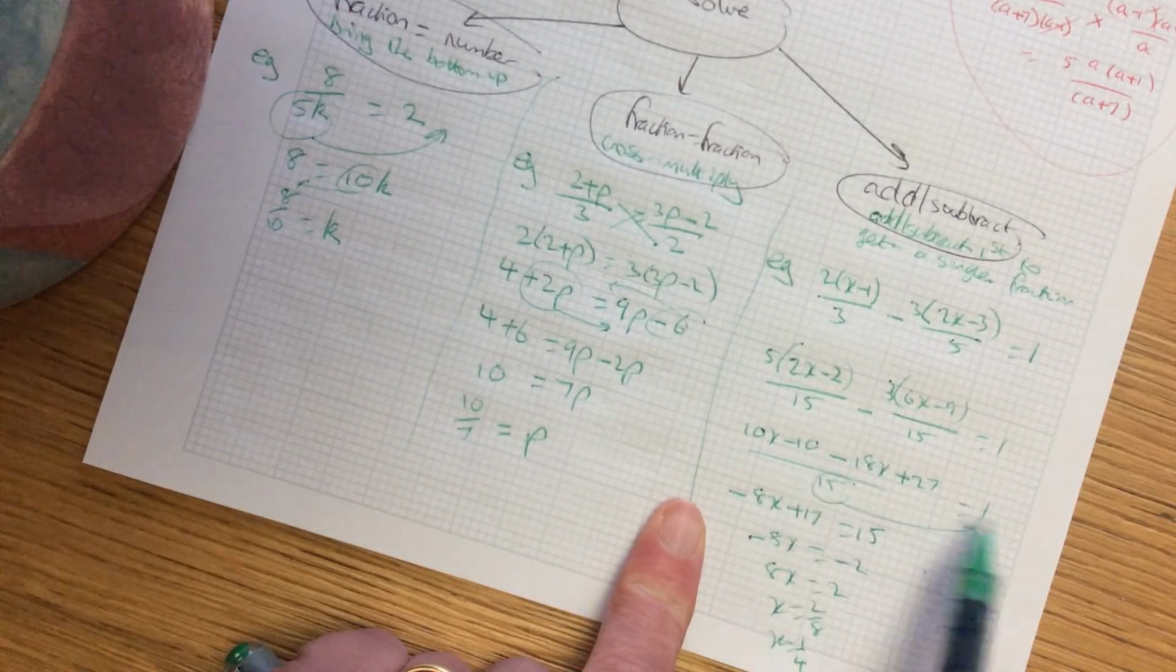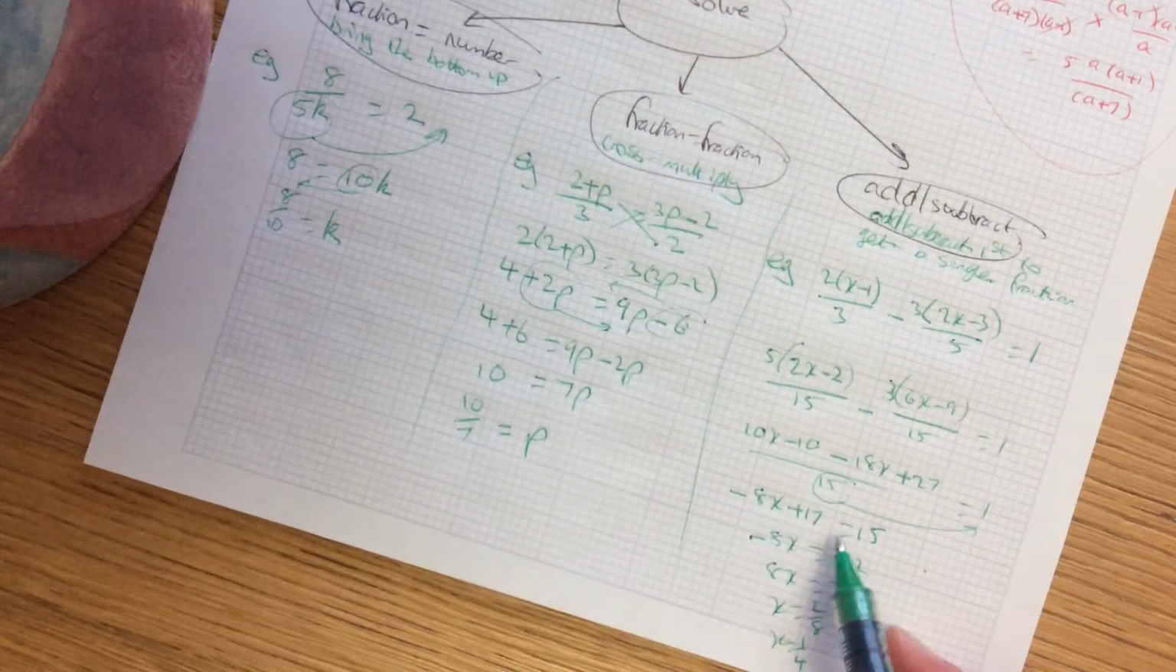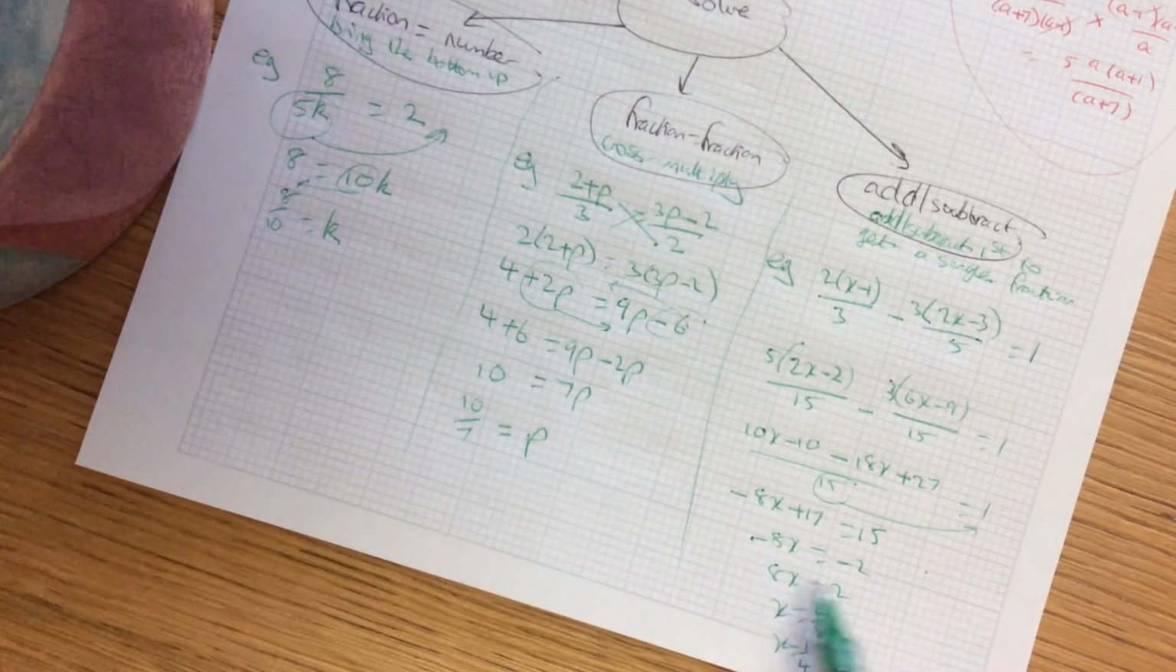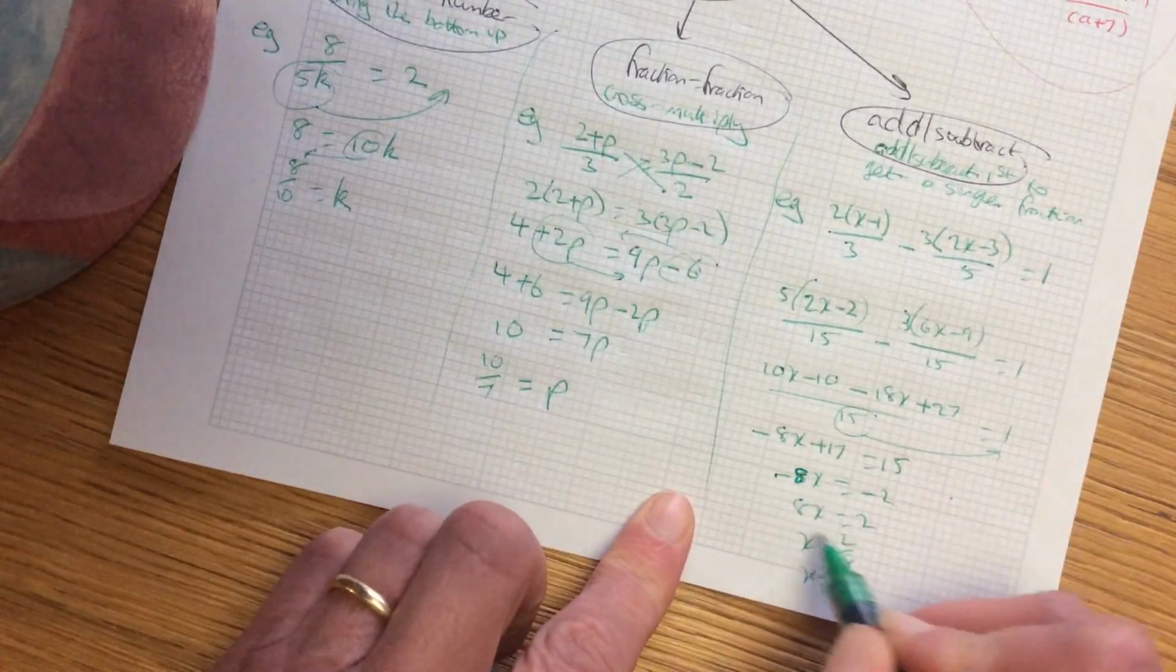Now you've got a fraction equal a number. So we're back to the first type. Bring your 15 over, becomes multiply. Move your 17 over, becomes take away. Minuses in each side, so just knock them off. And then bring your 8 across and divide.